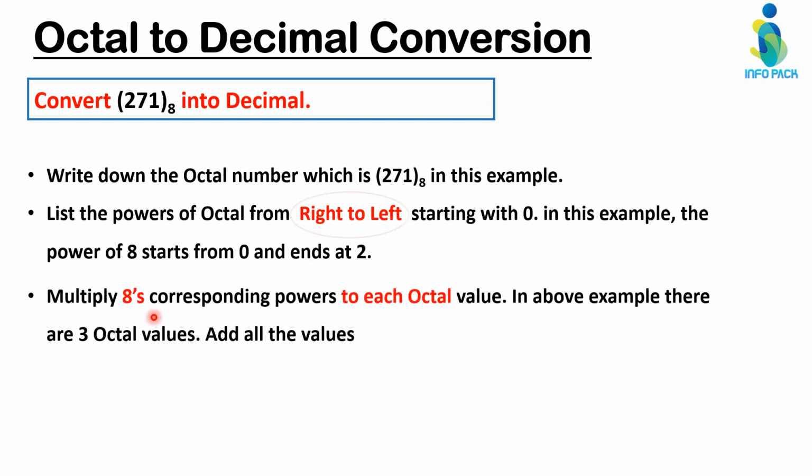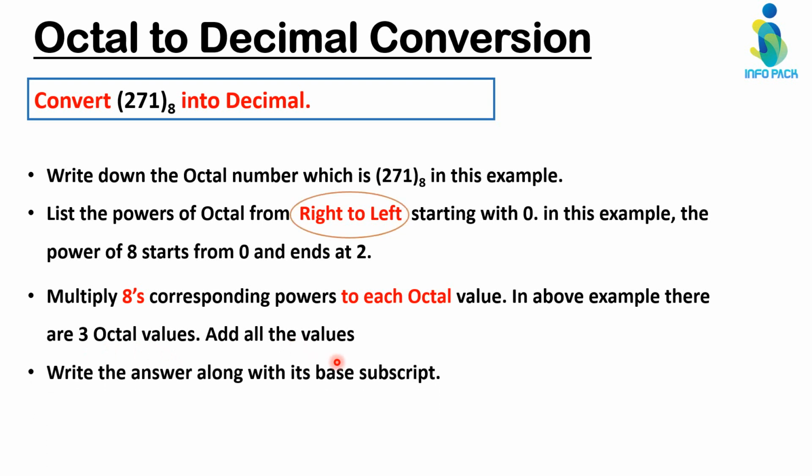Multiply the corresponding powers to each octal value. In the above example, there are 3 octal values. Add all the values and write the answer along with its base subscript. It is necessary to write the base subscript. So let's see an example to understand these steps.